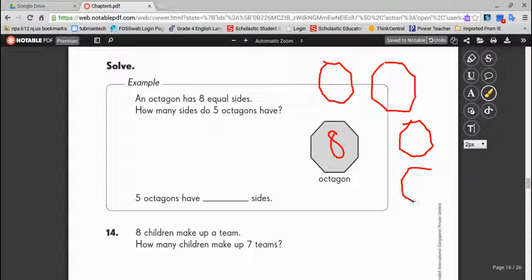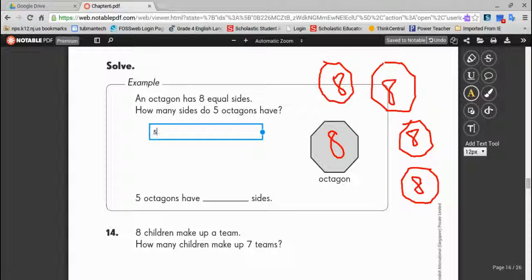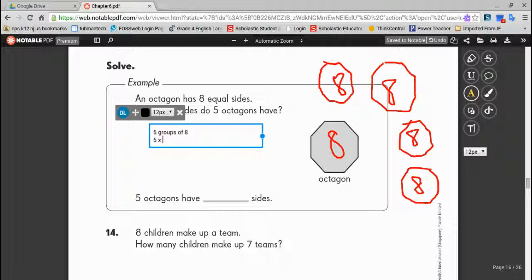And here's the fifth octagon. Okay, and of course I know it all has 8 sides. So I'm going to put the number 8 right over here. And by looking at these, I know I have 1, 2, 3, 4, 5 groups of 8. So I have 5 groups of 8, which is the same thing as 5 times 8.